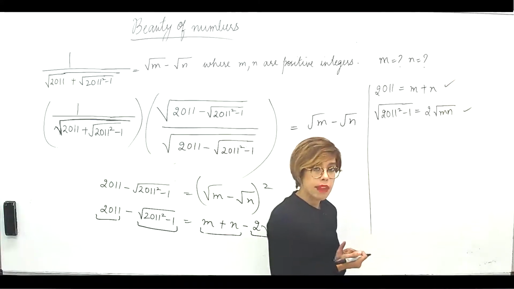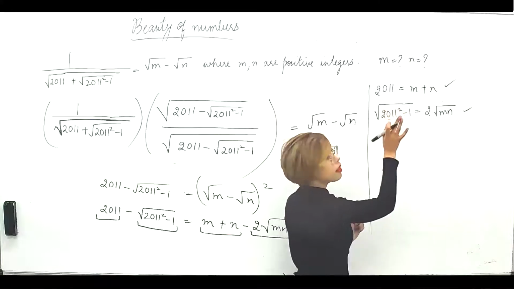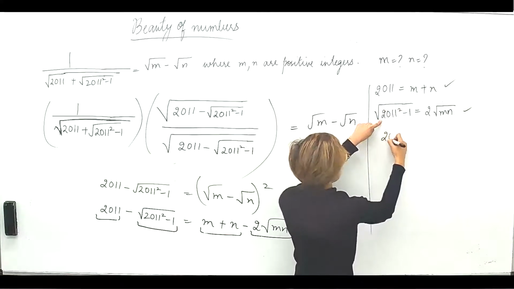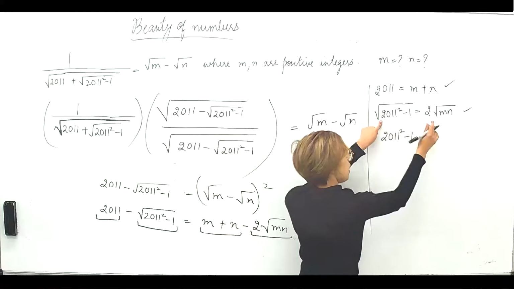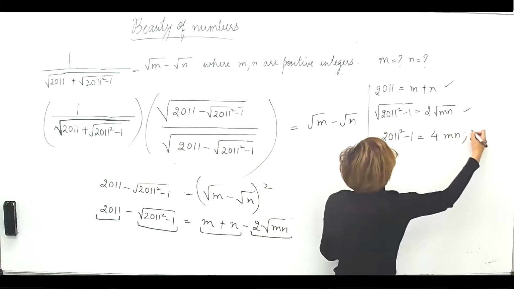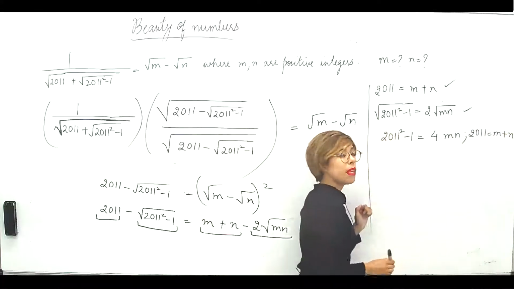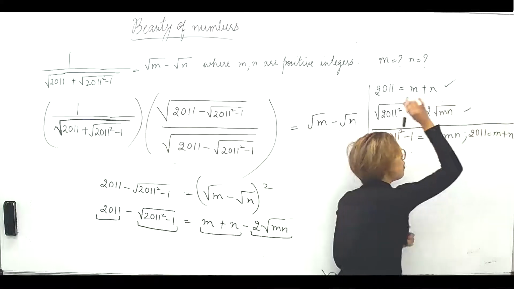I need to find the value of m and n. Again, square root is getting involved. What I'll do is I'll square it up. So, I'll get 2011 whole square minus 1. Here I'll get 4mn. This is there, and I know that 2011 is equal to m plus n. Using these two, let me find the value of m and n.